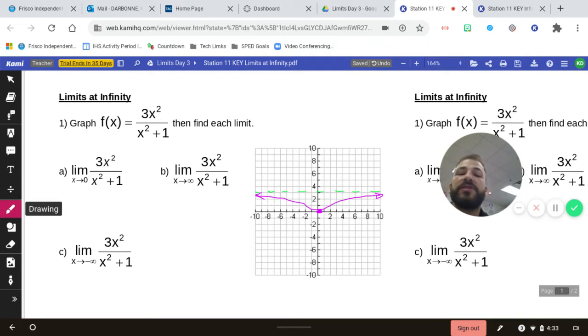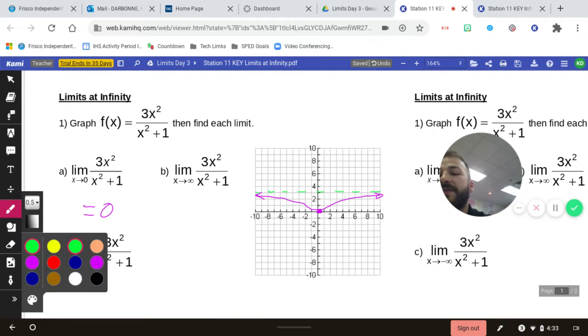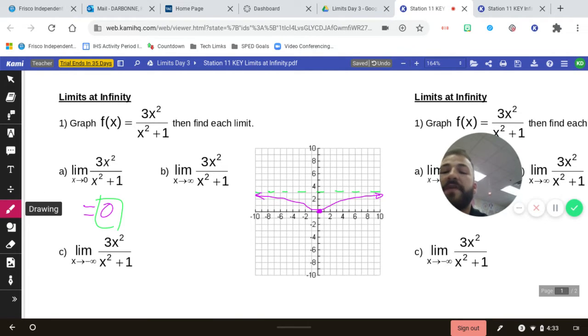So the limit as x approaches 0, what y value does it look like it gets to? Well, it gets to 0. So that one's nice and easy, but also not really what we're talking about with these notes. But I just toss it on there. Make sure you can still figure it out.